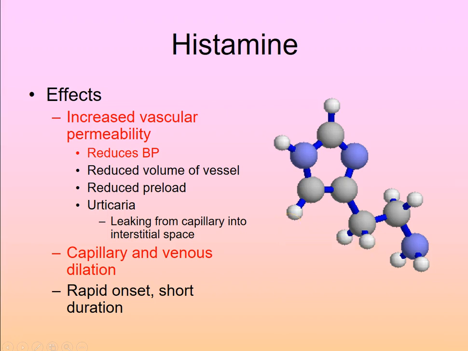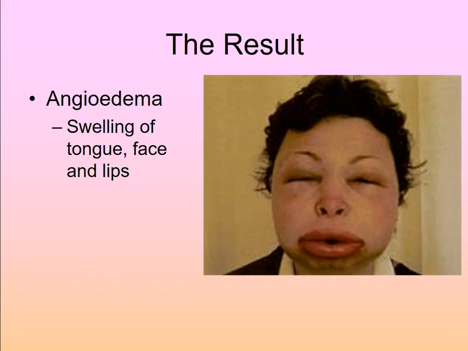So as we've said, histamine results in increased vascular permeability and vasodilation, which is going to result in a lowered blood pressure. You're going to get a reduced volume of that vessel, reduced preload, and you're going to get some symptoms like urticaria, which we call hives. Again, more on that coming up in the next slide set after this. But the big thing to keep in mind is the increased permeability, where what that means is that the stuff that's inside your vessel can get released much easier, and capillary and venous dilation, vasodilation, that's going to result in a lower blood pressure.